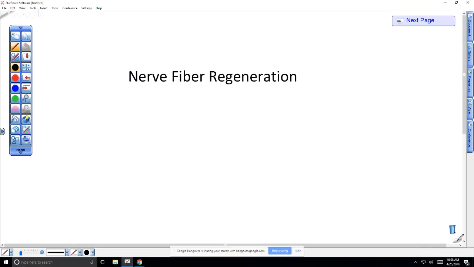Okay. So we can talk about what happens when nerve fibers become damaged. When we look at the CNS, we get very little, if any, nerve fiber regeneration. So none or little regeneration. And that is an area that has lots of research in it, because if you think about this, this would include spinal cord injuries.